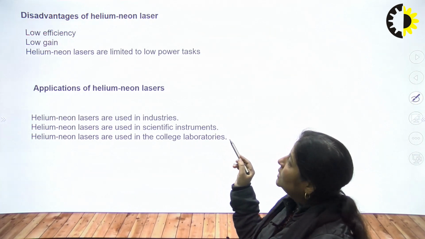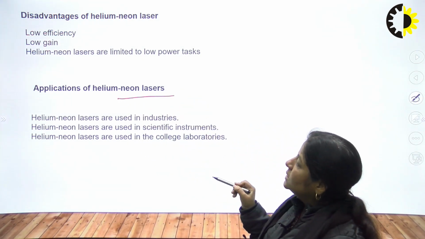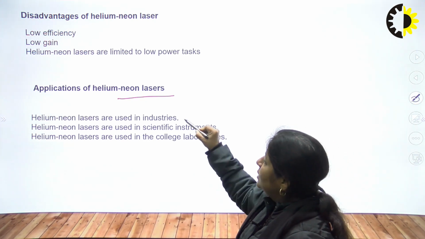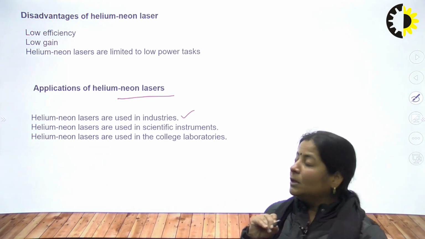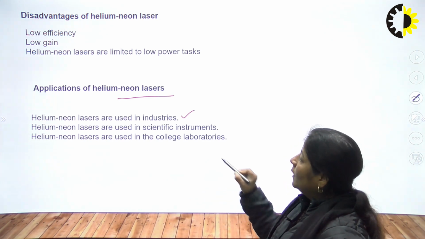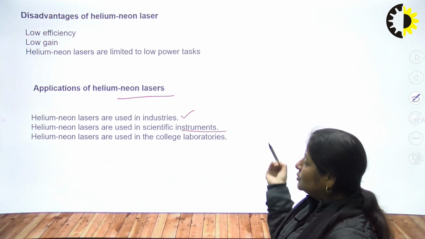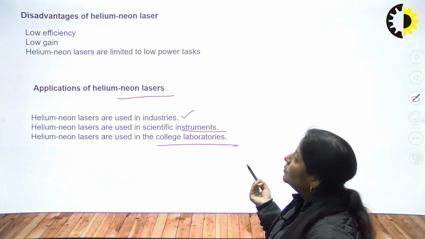Now the advantages and the disadvantages. If we discuss the advantages or the applications, they are used in industries. Remember, we have discussed that they are giving a continuous output, so they can be used for a long term. They are used in scientific instruments, and they are used in college laboratories, where we have experiments on those.